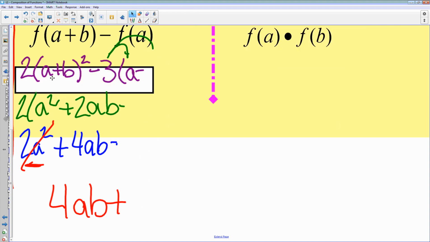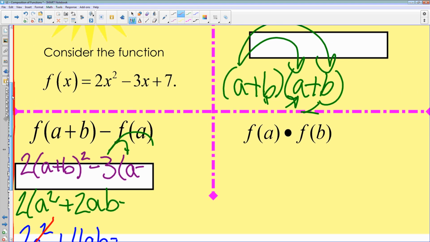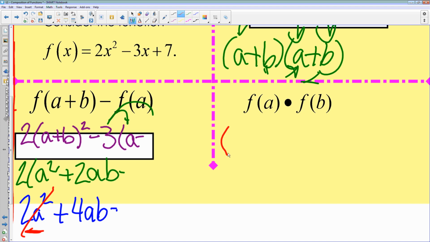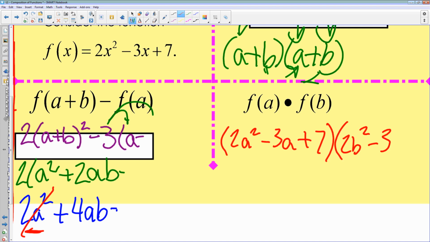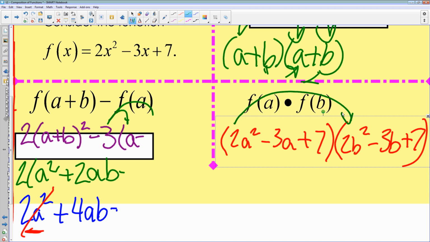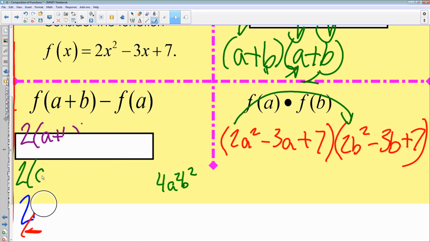All right, our last problem is going to be f of a times f of b. So I'm going to go back up for a second here. So f of a, remember that is 2a squared minus 3a plus 7. And then f of b is 2b squared minus 3b plus 7. All right, this is a trinomial times a trinomial, so take it piece by piece. 2a squared times 2b squared is going to be 4a squared b squared. I'm going to continue erasing over here so I have enough room.